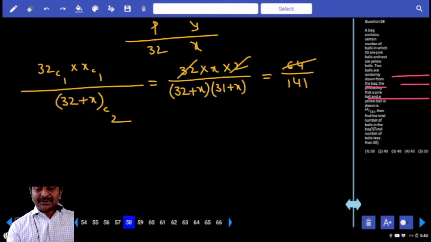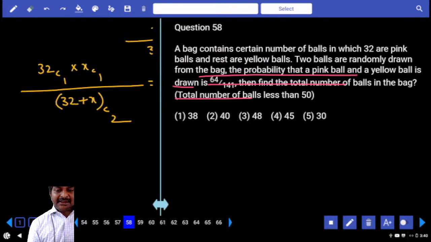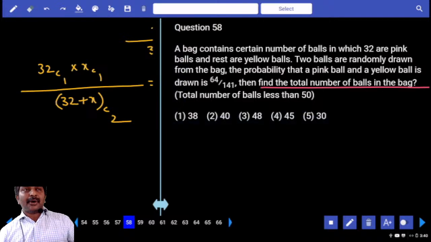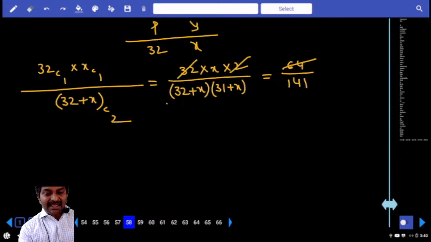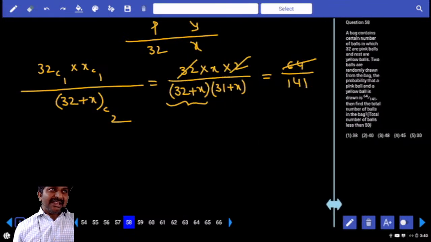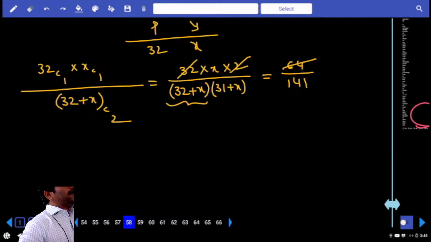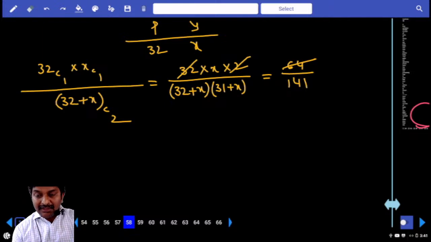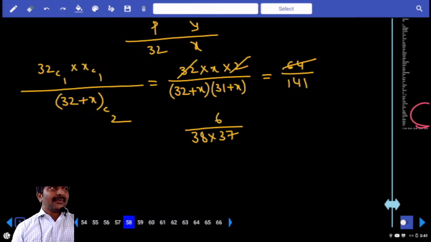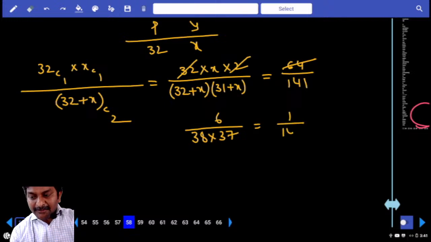32 into 2 is 64, so 64 gets cancelled. Now find the question: find the total number of balls in the bag. The total number of balls in the bag is 32 plus x only, so it has to be more than 32. Instead of solving the equation, let's go with substitution. If it is 38, then what must be the x value? If 32 plus x is 38, x is 6, so 6 by, if it is 38, the other is 37 only. In the denominator, do you have any multiples of 3? No, right? So can this be equal to 1 by 141?